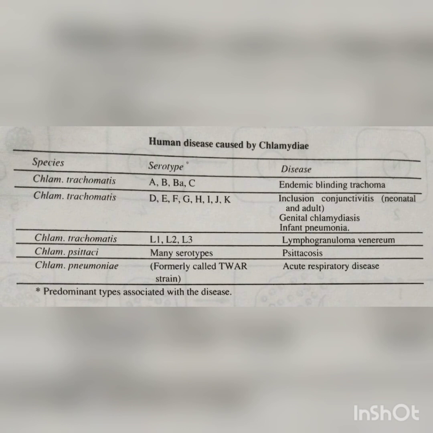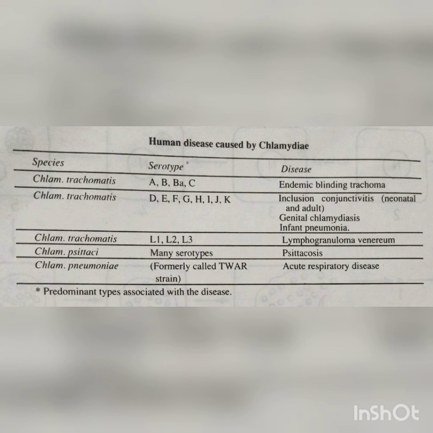Serotypes A, B, Ba, and C lead to endemic blinding trachoma. Chlamydia trachomatis D, E, F, G, H, I, J, K lead to conjunctivitis, inflammation of the conjunctiva of the eyes, and also genital chlamydiasis, genital infections, and pneumonia among infants, that is, children up to 1 year. So these serotypes D through K cause conjunctivitis, genital infections, and pneumonia among infants.